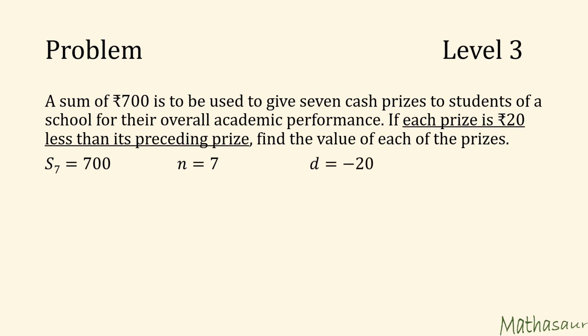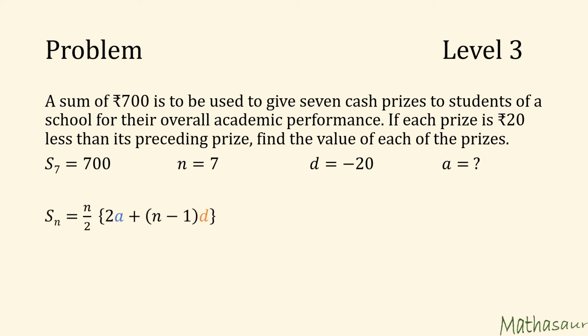We're also given that each successive prize is 20 rupees less than its preceding prize, which means that the common difference is equal to minus 20. We are going to subtract 20 to get the next prize. Now we have to find the value of each of the prizes, which means that we need to figure out the AP, which also means that we need to find out a. We would need a and d to figure out the AP.